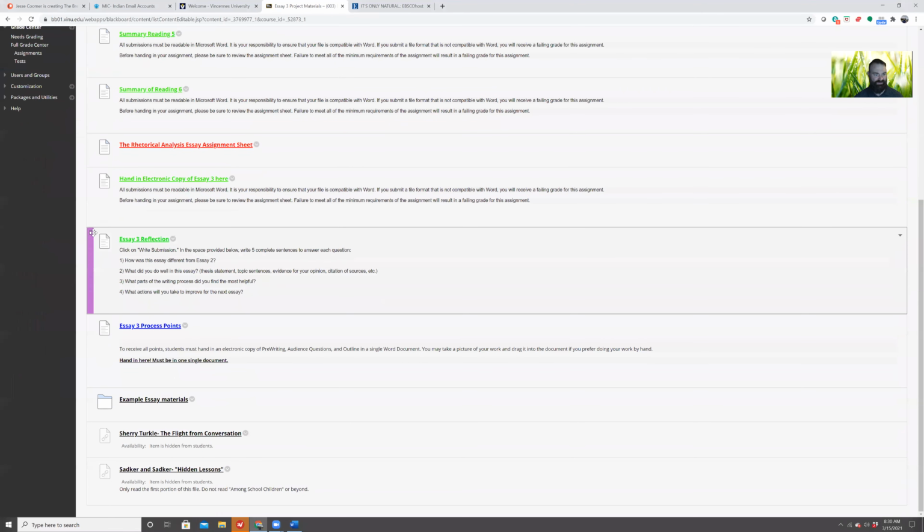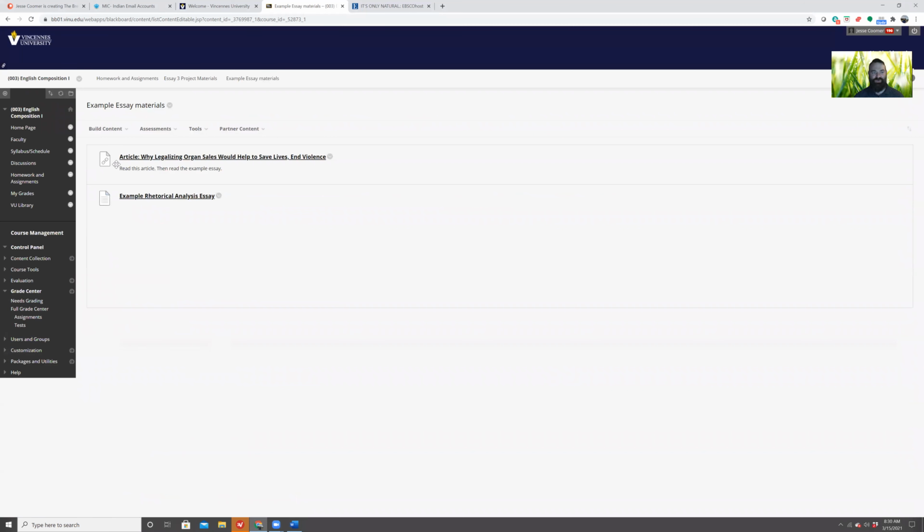Where are we going with this? Here it is. This is the example essay materials. This one right here, there's a folder. The reason why I put it in a folder is that if you click on it, you can read the article that this student is analyzing. So you can actually just peek over this student's shoulder.